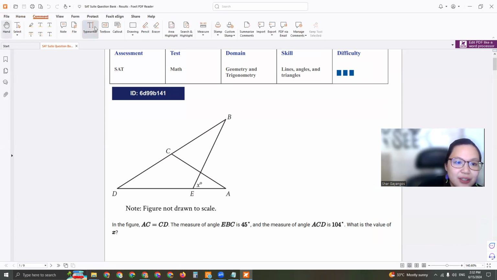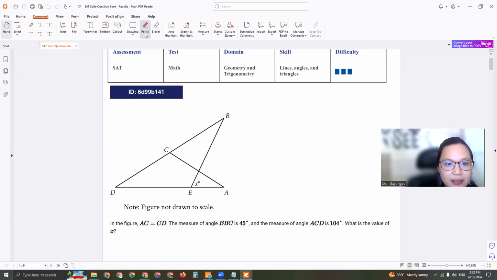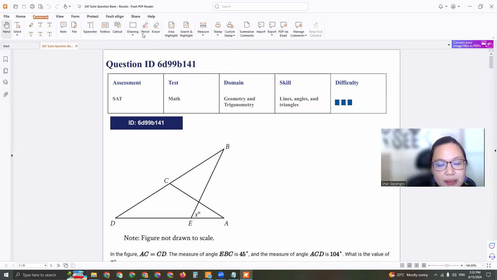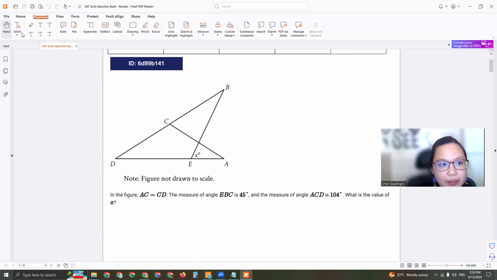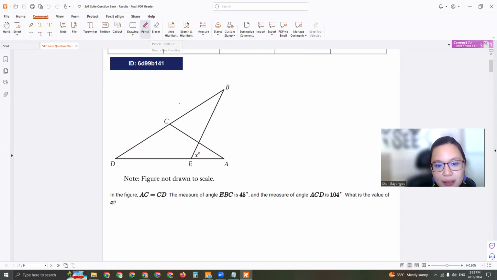So we have here AC is equal to CD. So that's just telling us what is happening? My pen is not working. Okay, let me just click pencil. The pencil is not working. Hold on. Okay, perfect. So that's a glitch. It happens. So we have AC and CD here equal.